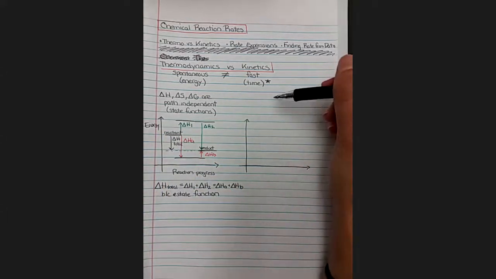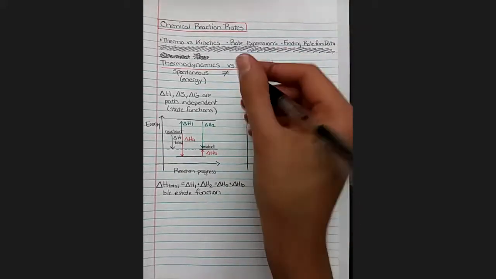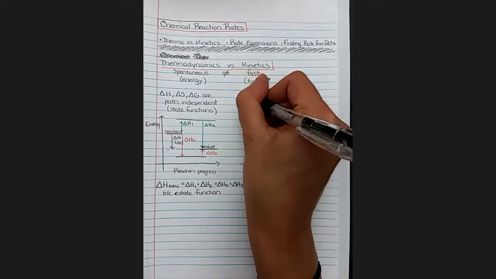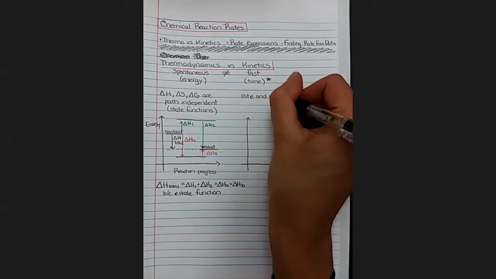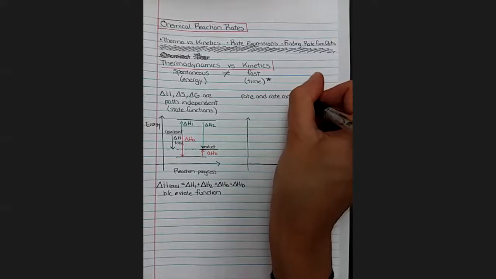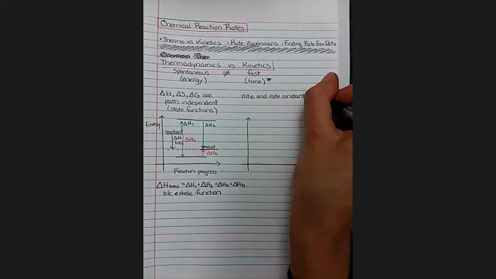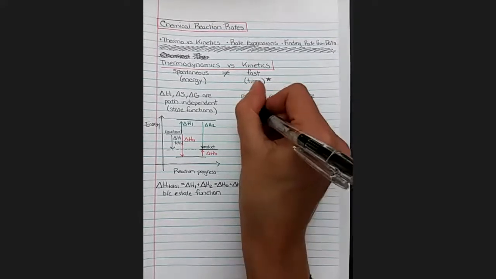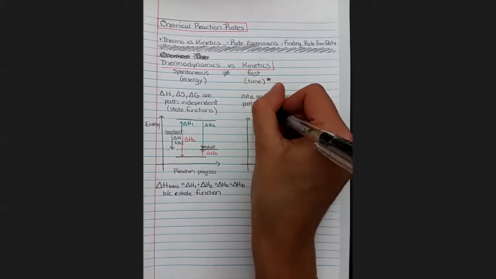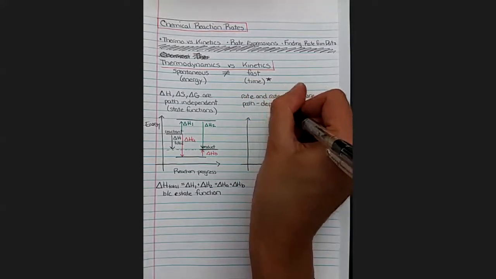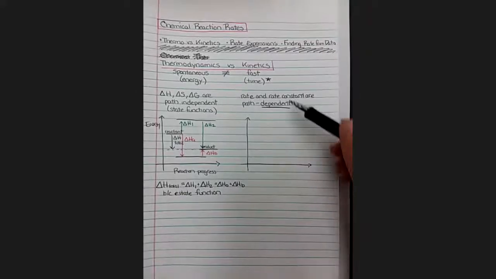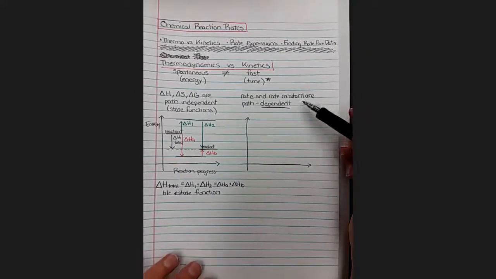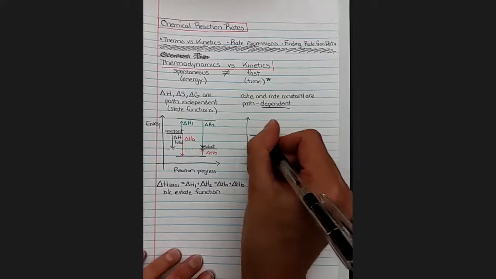Now we're going to move on to the kinetics chapter, where it actually does matter what the path looks like. So in this chapter, we will talk about the rate and something called the rate constant. Those are the variables we use in this chapter. And those variables are going to be path dependent. That means it does matter how you get from point A to point B. It is going to make a difference.